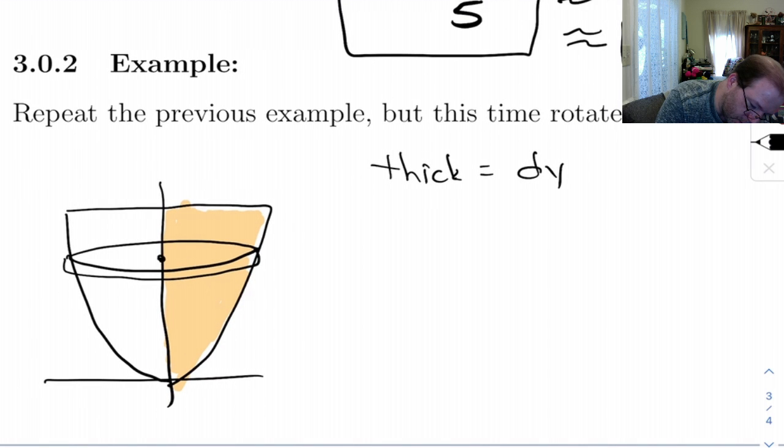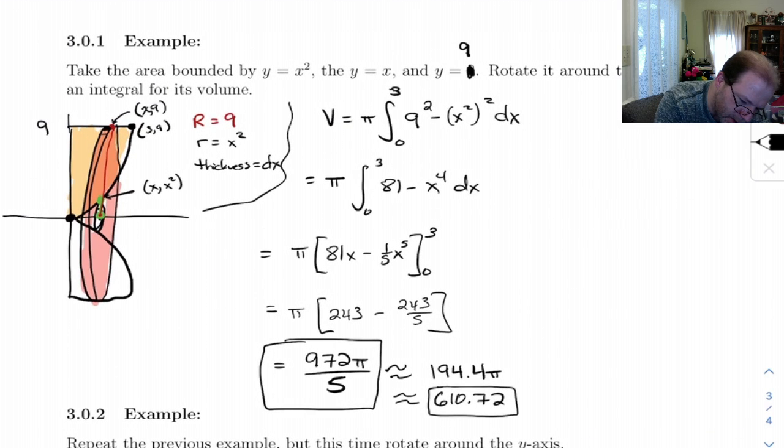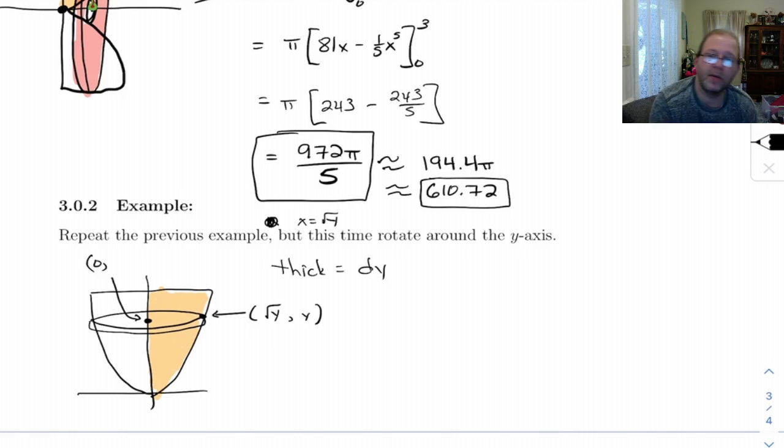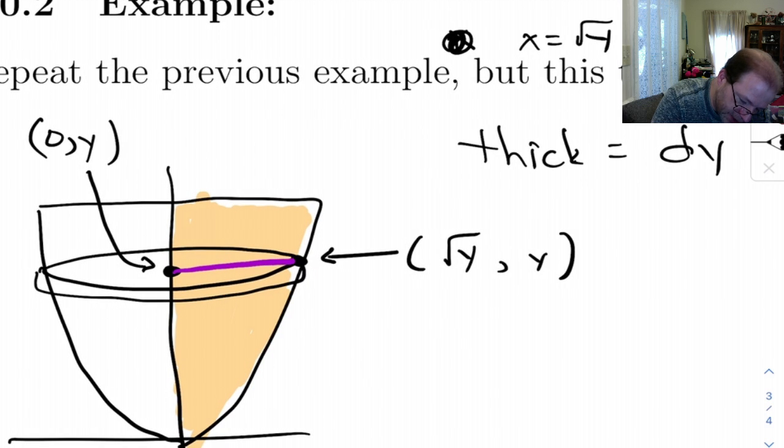And we need to go from here to here. So we need these in terms of y. Now, the y-coordinate of this is just y. What was the equation? y equals x squared. So we could also write this equation as x equals square root of y. And then this point over here has x coordinate 0, but it's got the same y coordinate as the other one, so its y coordinate is also just y. So my radius on this one is going to be this length here, the difference in the x coordinates of these two points, so it's square root of y minus 0.